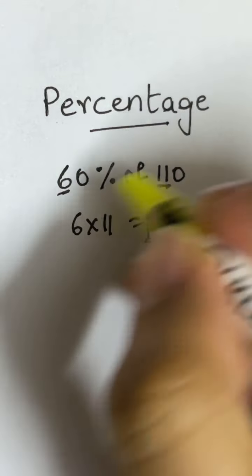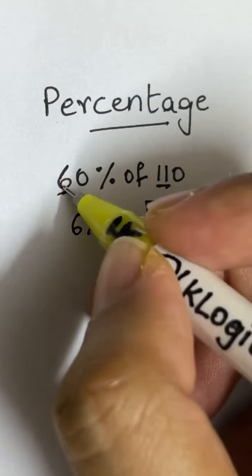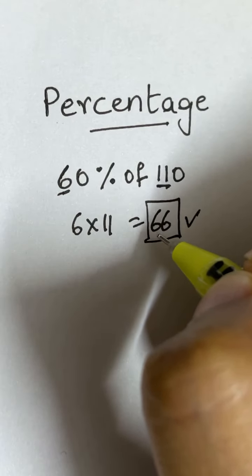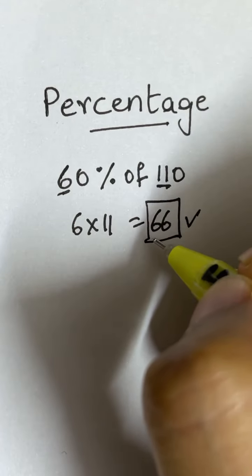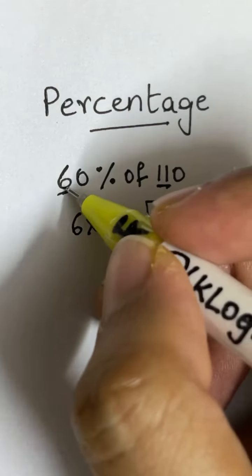So this is the shortest and the fastest way. When you have multiples of 10, you can just multiply the numbers 6 times 11 and you get the answer. What is the logic behind that? Why are we taking 6 times 11? So I'll just show you that.